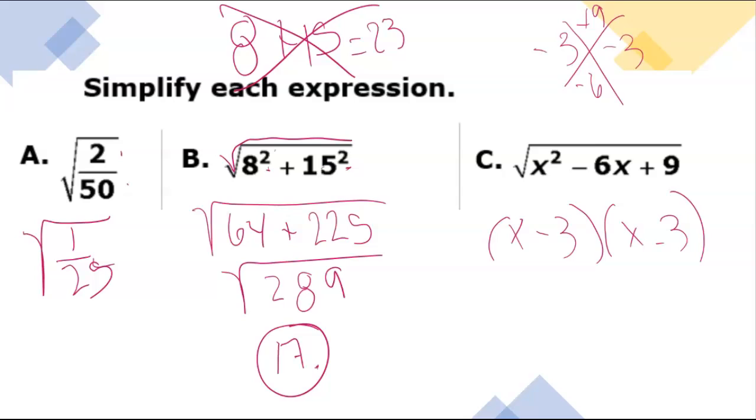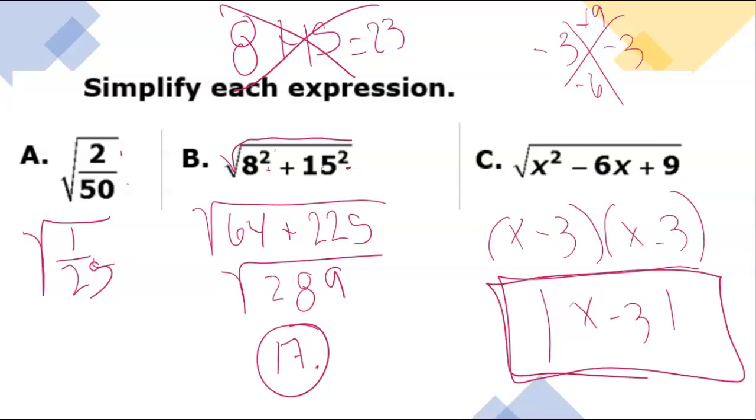However, because it's a square root, we don't know if it's positive or negative, do we? Because this one might be positive and this one might be negative. This might be positive and this one might be positive. This might be negative, this might be negative. We don't really even know. So if it counts positives and negatives, we're going to go with the absolute value of x minus 3. Make sense? I hope so.